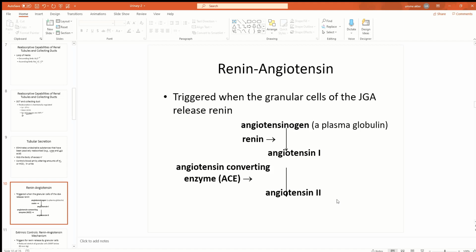Angiotensin. You remember I told you, if the pressure in the afferent arteriole, again this is the afferent arteriole, glomerulus, okay, afferent arteriole. So if the pressure in the afferent arteriole goes down, okay, so what will happen if the pressure goes down?